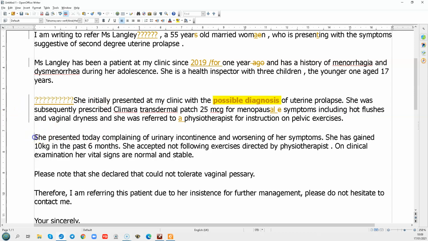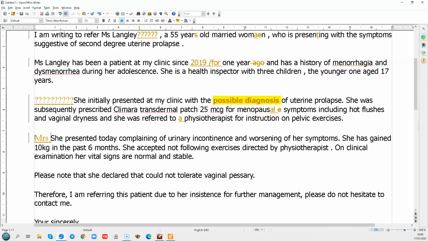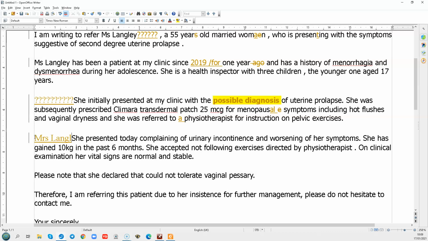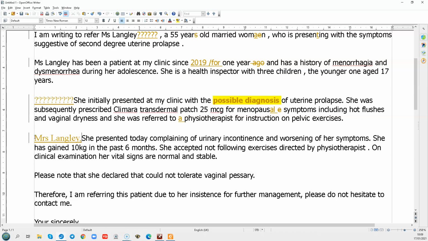She, Miss Langley. I would use the name at the start, and then pronouns afterwards. How do you spell that? Miss Langley. Presented today complaining of, if you have any consternation of, the symptoms. She's gained 10 kilograms in the past 6 months.